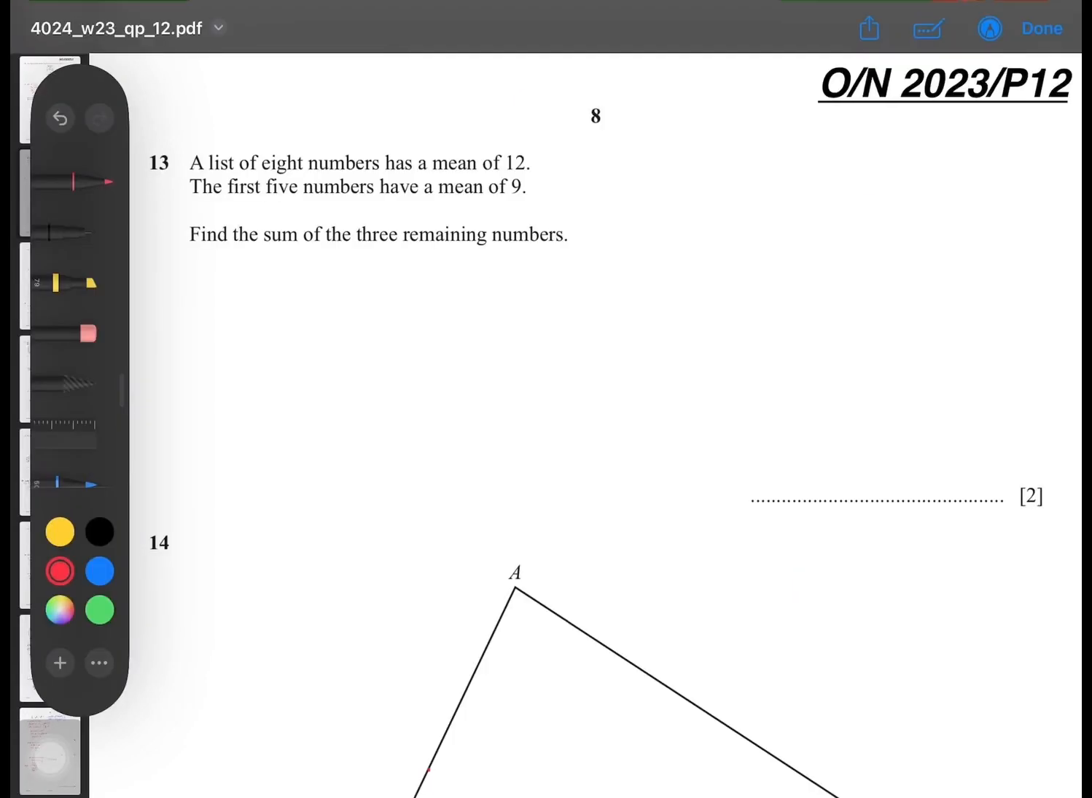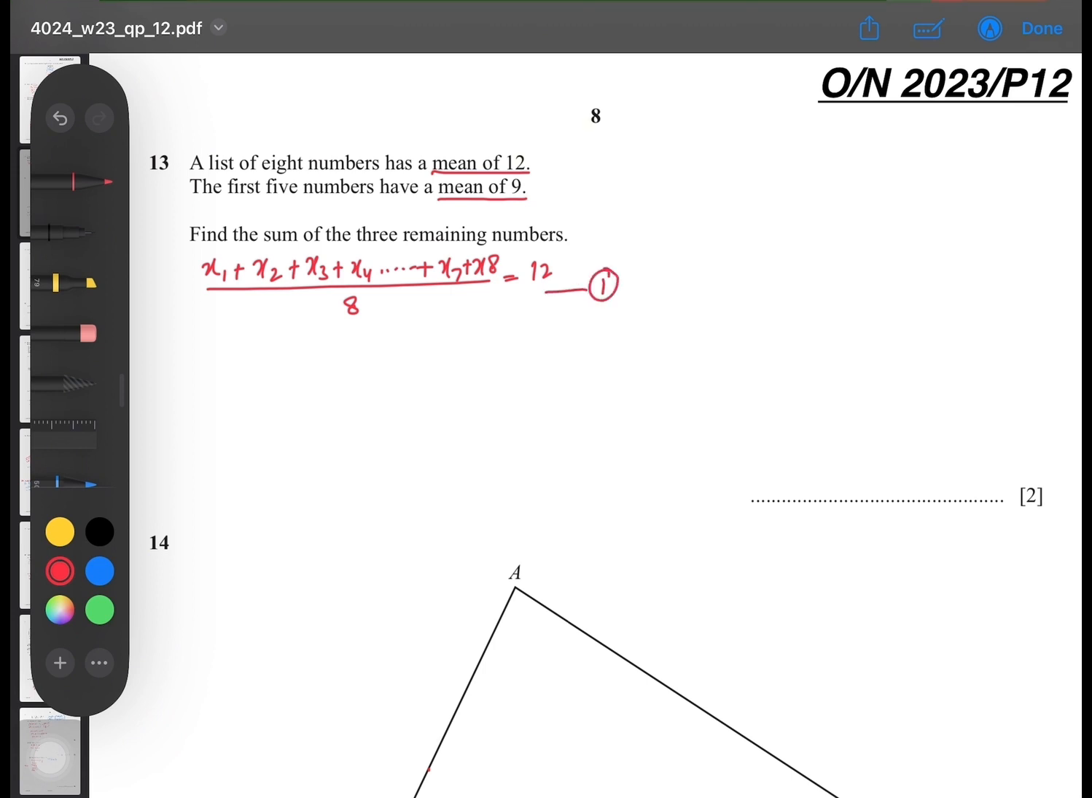Question number 13. A list of 8 numbers has a mean of 12. The first 5 numbers have a mean of 9. Find the sum of the 3 remaining numbers. From the first line, we will apply the formula of mean. There are 8 numbers, so suppose these numbers are x1, x2, x3, x4, and up to x7 and x8. The number of values is 8 and the mean is 12. This is equation 1.